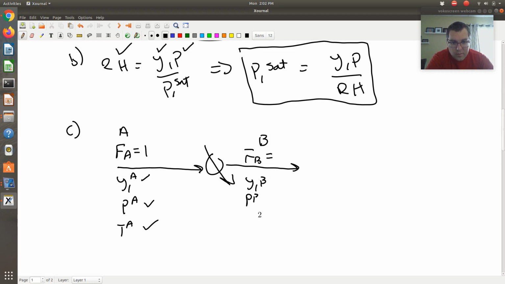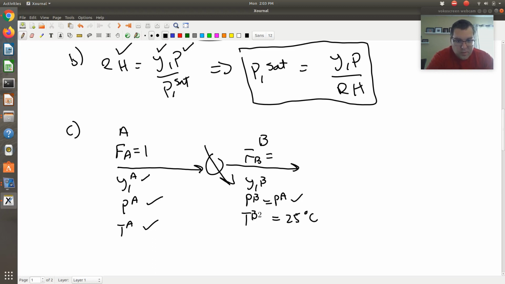Let's just write down PB and TB. Presumably the pressure would stay the same. If my inlet pressure is known, then PB will be known and presumably just equal to PA. But I'm going to cool this down to 25 degrees C.